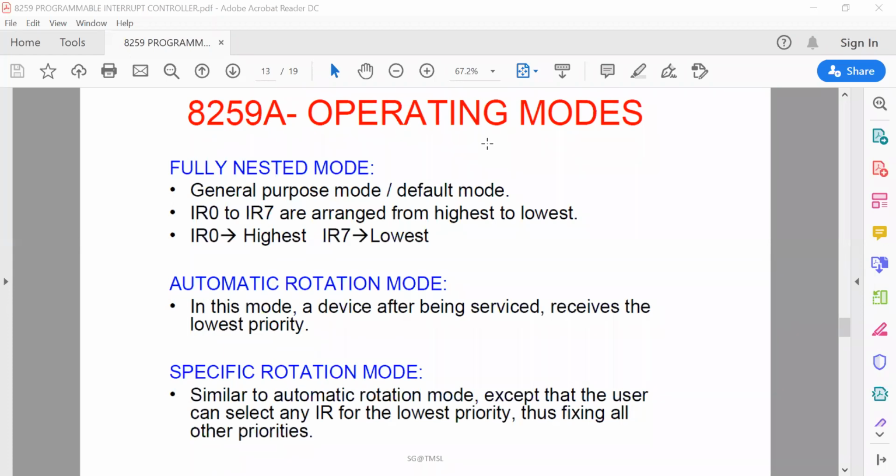That higher level interrupt will be acknowledged only if the microprocessor interrupt enable flag is set, because it is connected through the INTR pin. If the interrupt flag is set, then any signal coming through this INTR pin can be recognized. But if the interrupt enable flag is reset, means in off position, then no signal can be acknowledged by the processor.